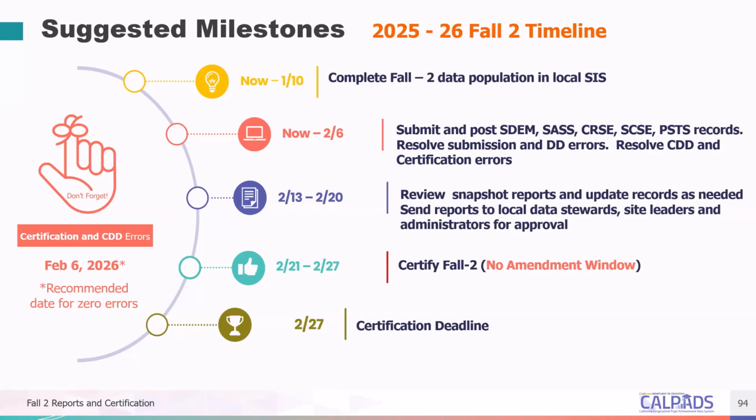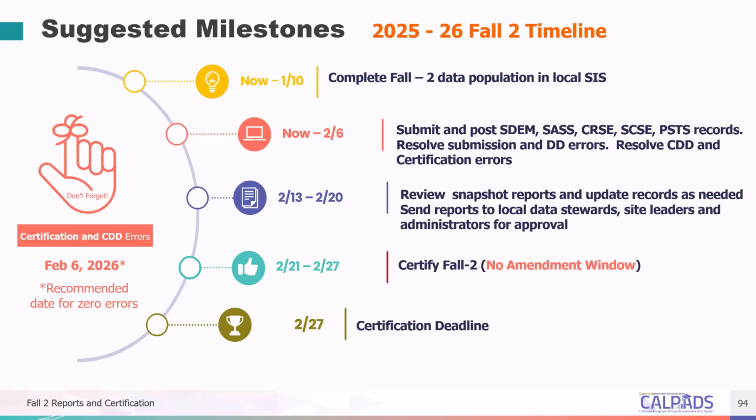Remember, you've got CalSAS, SARCs, your EL services. There's a lot of important data coming from Fall 2. You want to make sure your reports are accurate. That will allow you then to be able to certify in advance of the amendment window. You can even certify at the beginning of the week, 2/21, or on the deadline, 2/27. Remember, there is no amendment window. You must certify by 2/27.